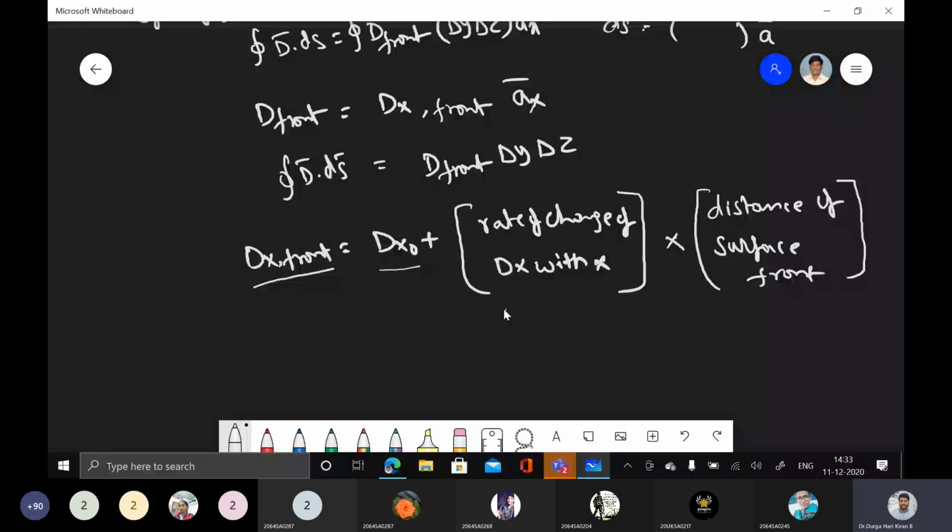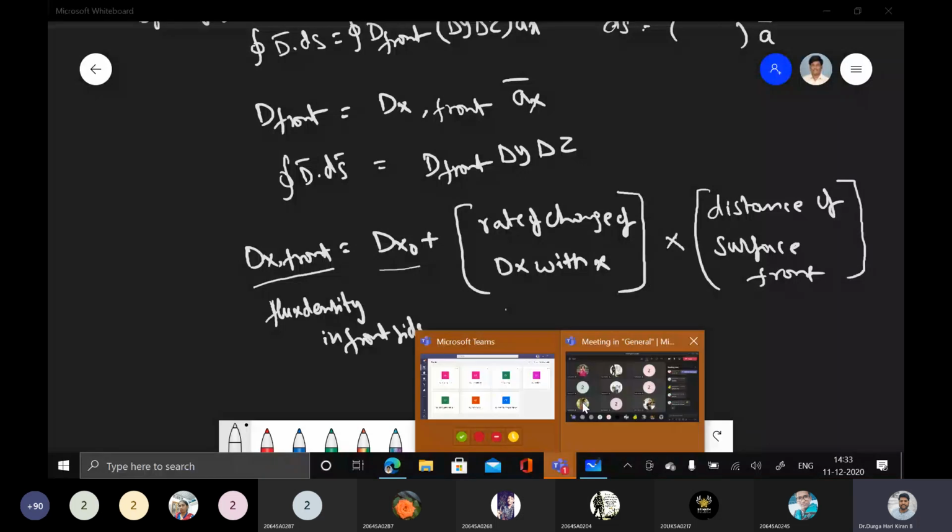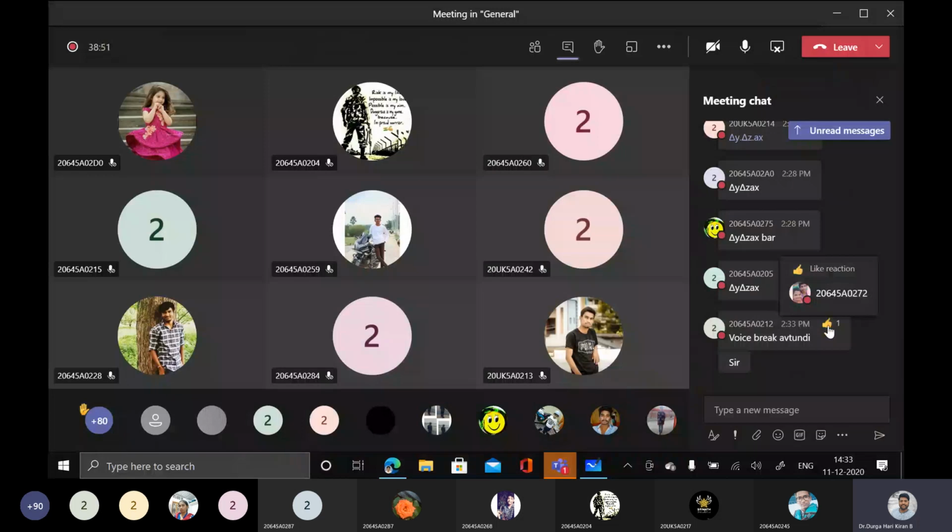So here what I am writing is, I want to find dx front, that means the flux density in the front side. Okay, is the voice breaking? Sorry. Okay, let me move forward a little bit. Maybe it is a network problem on your side too. It will be okay now, I hope so. I am sitting a little bit nearer to the laptop.